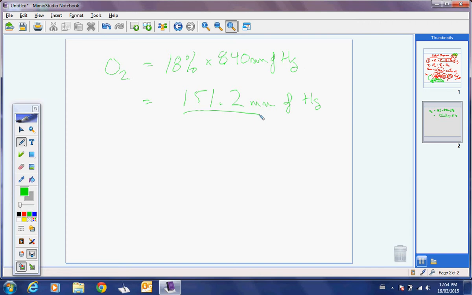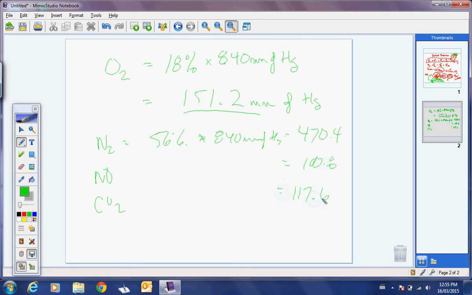And by the time you've done all of them, so the nitrogen then is 56%, or 0.56, times 840 millimeters of mercury, and 740, that number there, is the pressure that has to do with the nitrogen. And then they did it for the nitrogen monoxide, and they did it for the carbon dioxide, and they got 100.8, and they've got 117.6. And shouldn't all of these partial pressures add up to my total pressure? So that would be my final check, because I would go that plus that plus that plus that in my calculator. Better be 840. Which is that total percentage. Did you get it? Okay.